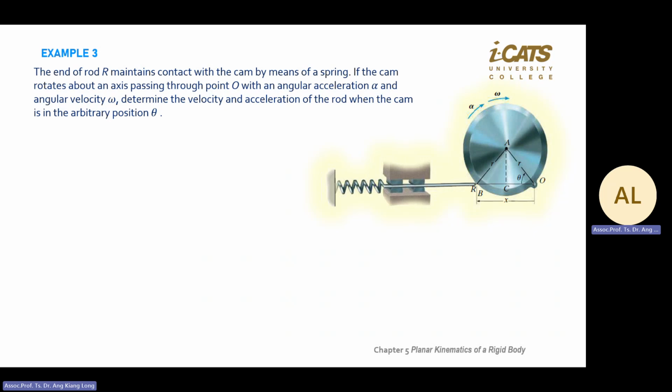And you are given some parameters there: OR, RA, and AO. You are given an angle, positive, you see the arrow there. The positive angle of the cam is clockwise. And you are given unknown parameters. There's no value there. You need to derive the equation. So you are given the alpha and omega of the cam.